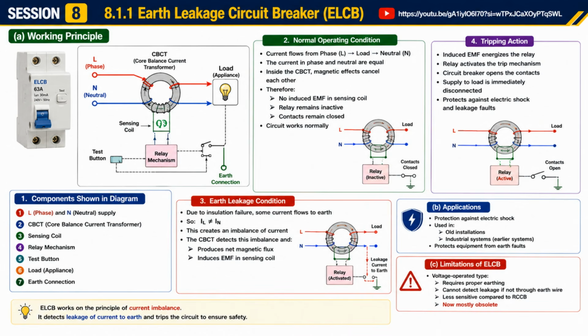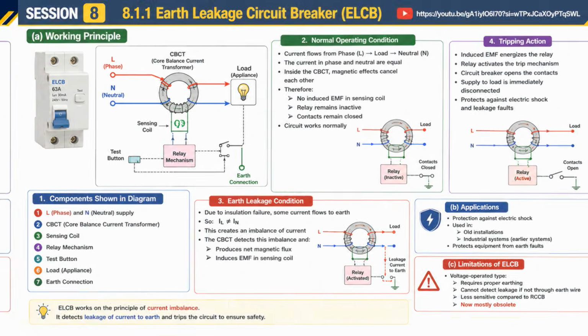3. Normal operating condition. Current flows from phase → load → neutral. The phase and neutral currents are equal. The magnetic flux inside the CBCT cancels out. No voltage is induced in the sensing coil. The relay remains inactive and the contacts stay closed. The circuit operates normally.